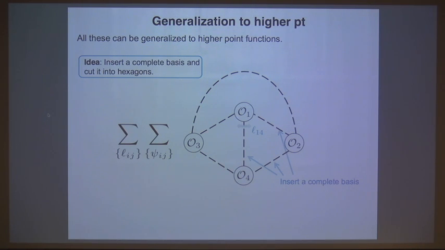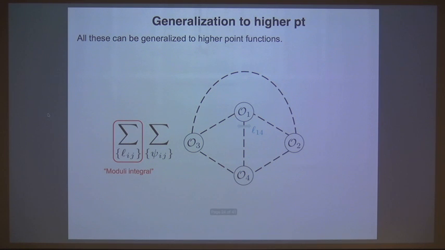But I should emphasize that there are 2 important differences as compared to the 3-point function. One difference is that in the case of the 3-point function, all these Lij's are completely determined by the lengths of the operators. But on the other hand, in the 4-point function, these Lij's are not determined uniquely, so you need to sum over all possible Lij's. And this is a bit analogous to the moduli space integral of the 2D CFT description of the string scattering amplitudes. And this point of view becomes important later in my talk.